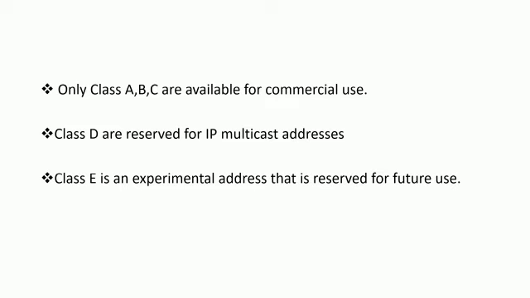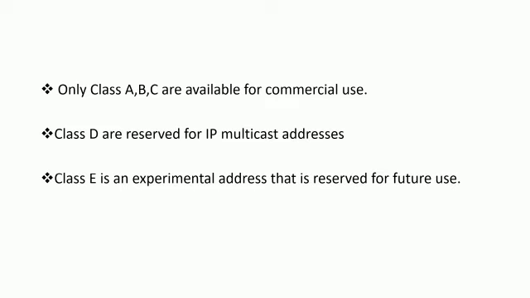Class A addresses are assigned to networks with a very large number of hosts. Normally business organizations and government organizations are included in class A. Then is the class B. Here class B addresses are assigned to medium-sized to large-sized networks. And then is the class C that is used for small networks.